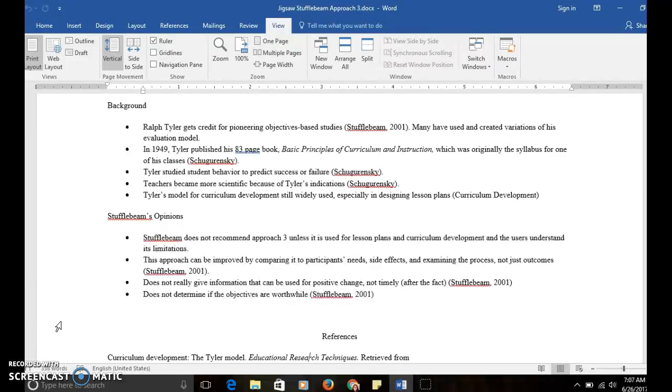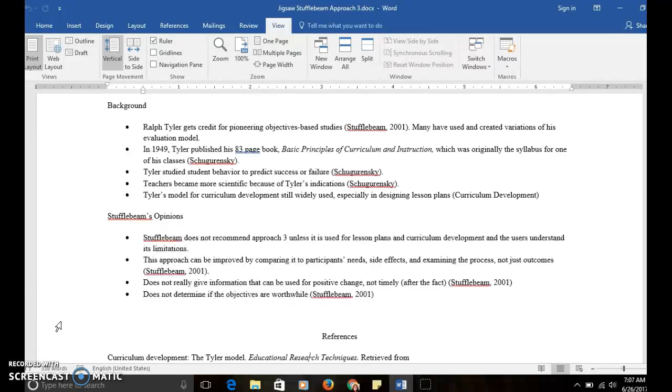He studied student behavior to predict success or failure, and this was around the time when everything in the United States was becoming more scientifically oriented, and so this was bringing that impetus to education. So it was really embraced in education programs at that time. It's still widely used for curriculum development, especially in lesson plans.